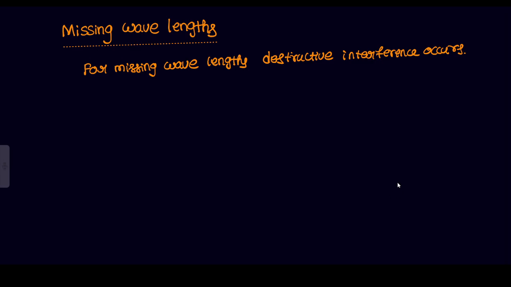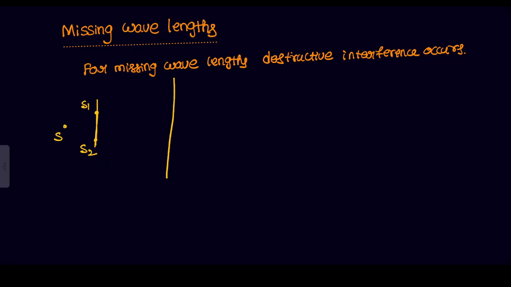Now let us consider we have taken two slits, and here this is the screen we have taken. Here this is the source. Here we have slit S1, here we have slit S2.